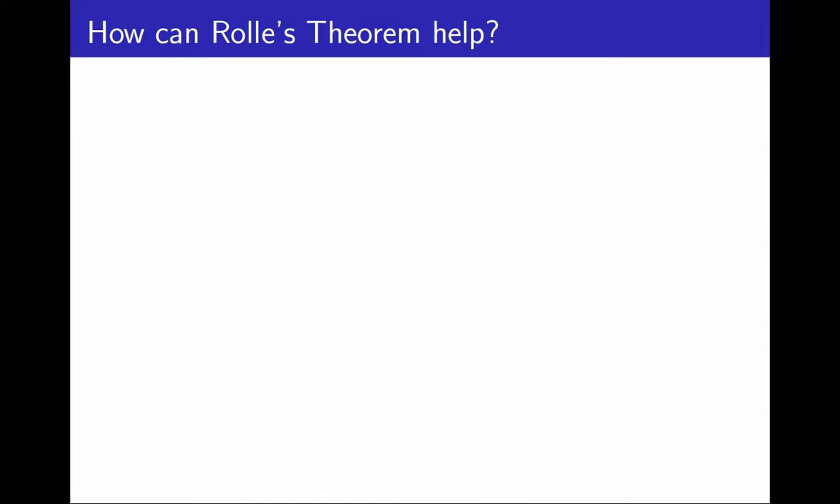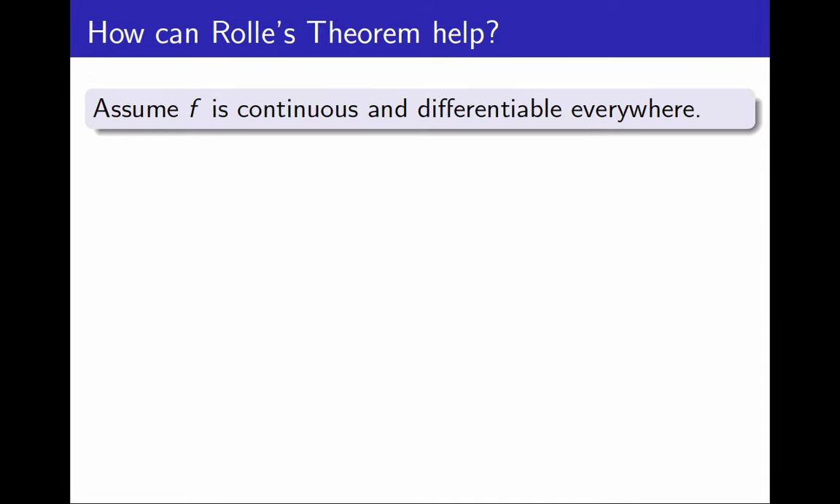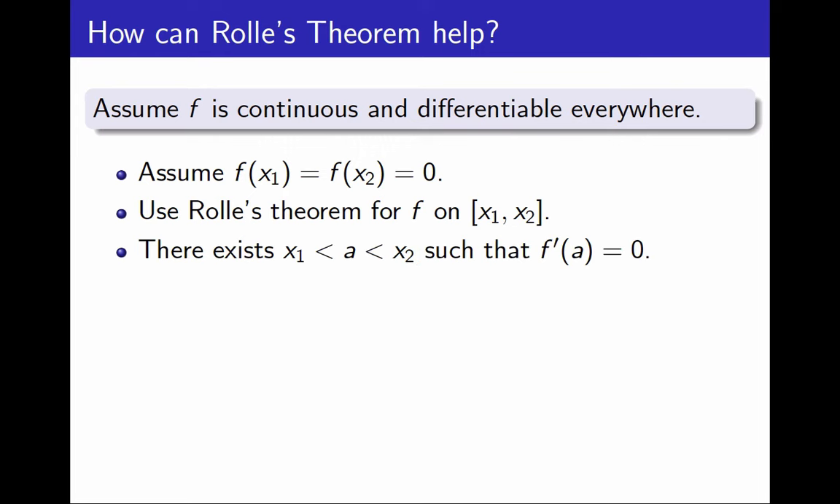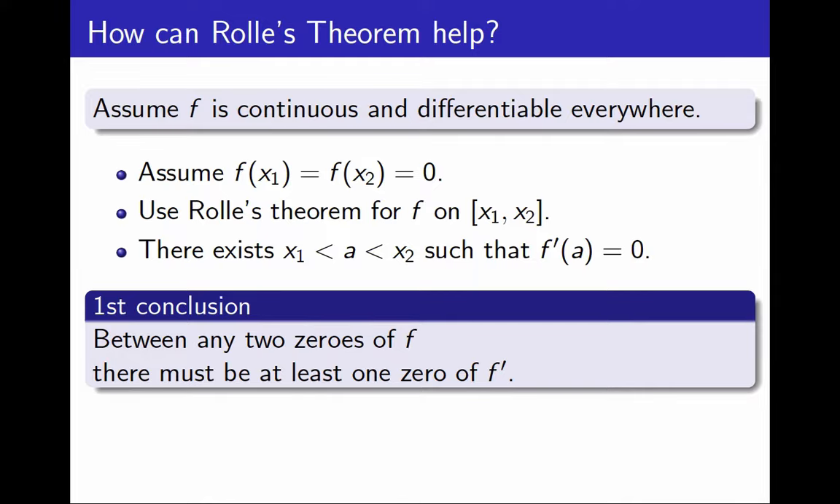Let's pause the example for a moment and think more generally. Consider a function f. Assume for simplicity that f is continuous and differentiable everywhere. Now, assume f has two zeros, x1 and x2. Then I can use Rolle's theorem for the function f on the interval x1, x2, because the value of f at the endpoints of the interval is the same. Rolle's theorem says that the derivative f prime must have a zero between x1 and x2. We have drawn an important conclusion. Between any two zeros of the function, there must be at least one zero of the derivative.